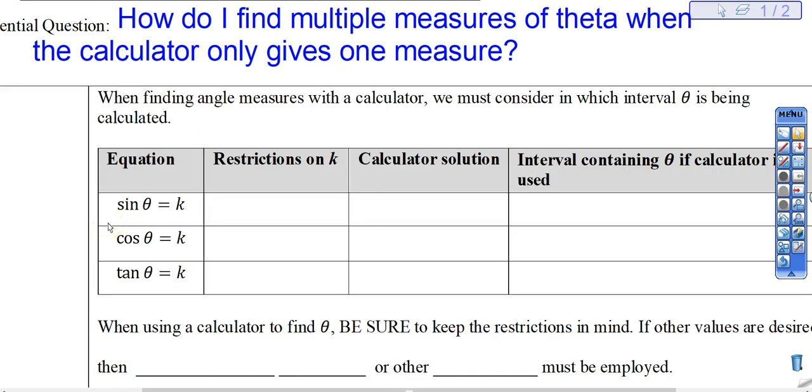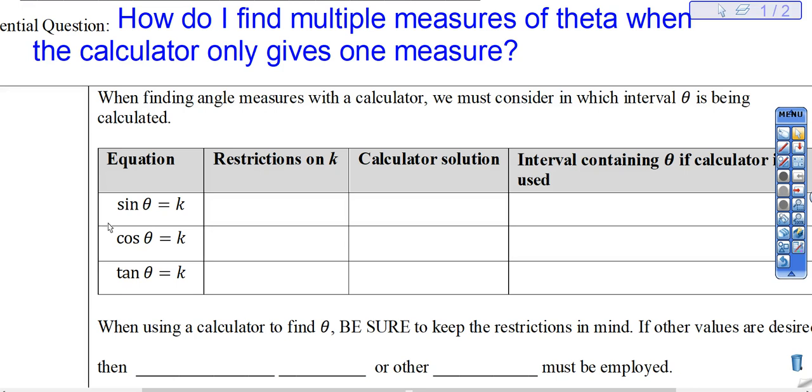So first we need to be cautious. When finding angle measures with a calculator, for finding theta, we must consider in which interval theta is being calculated. Okay, so here's the caution. A calculator will only give you a single solution in a half revolution. So it won't give you a full revolution of answers. It won't give you two. It will only give you one solution. So again, caution, maybe you want to write that down.